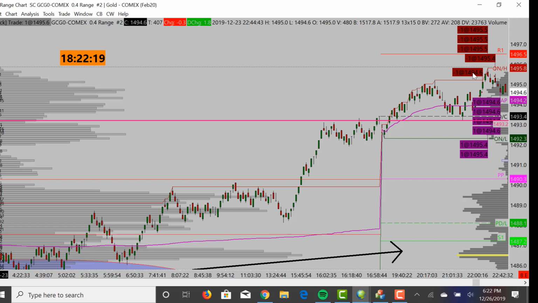All right, so we had an overnight high. You can see ON/H. This is what they call an overnight high, meaning this is the highest that price came to within that time frame, and then it started to fall back down, right? So you can see where we entered.